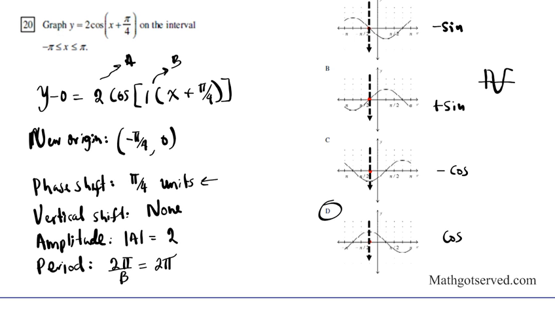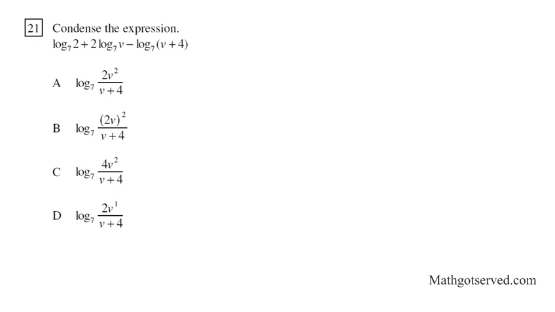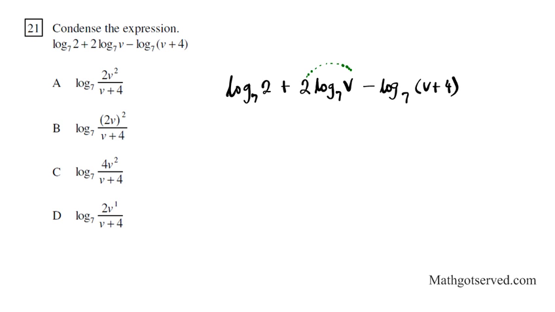Alright, let's move on to the next one. Question 21. It says condense the log expression. Before we can condense, we have to create uniformity. So how do we create uniformity here? We have the first and the last logarithmic terms are both log 7. They don't have a coefficient. This has a coefficient, so we have to deal with this 2 right here. We're going to use the exponent property of logs to power this up.